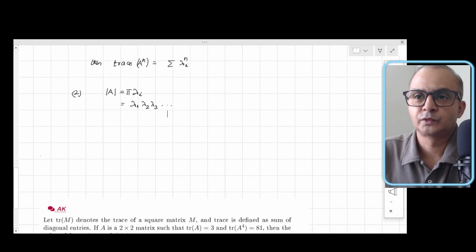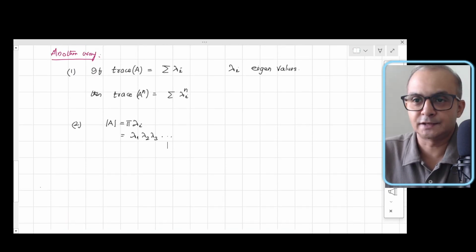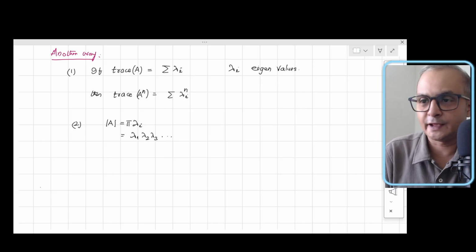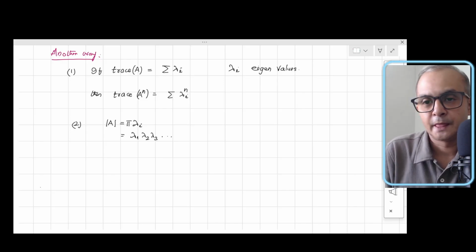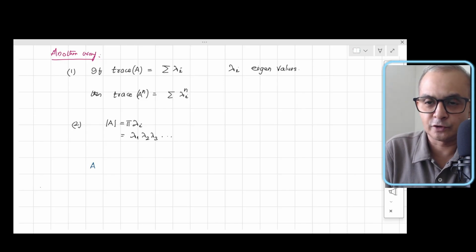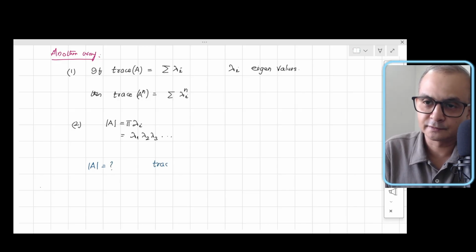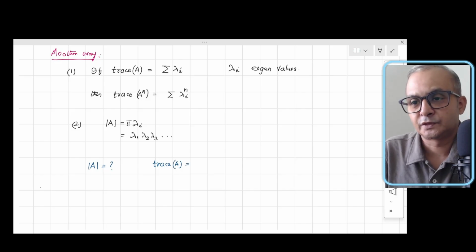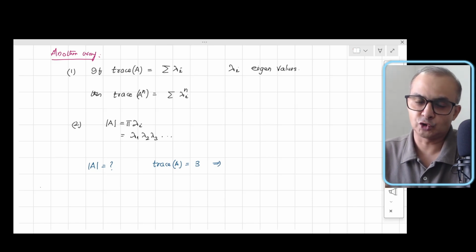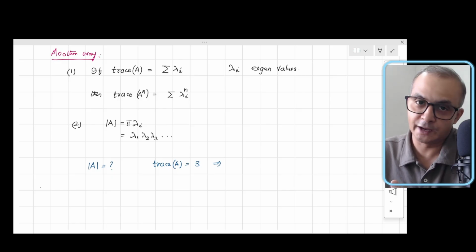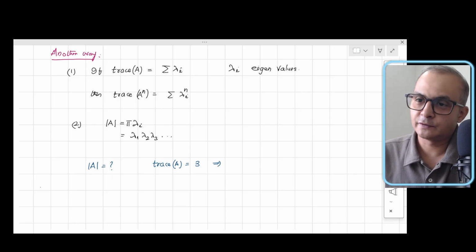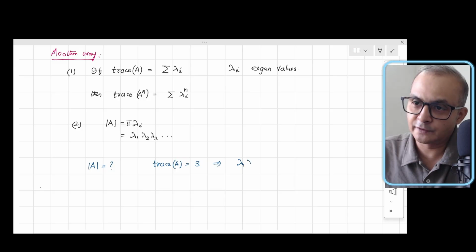So what we can assume from here for that question, let's understand. They are saying that we have to find the determinant of A. They say that the trace of A is given as 3. So it means that since the matrix has order 2 by 2, this matrix must have 2 eigenvalues. The sum of the 2 eigenvalues I have been given.